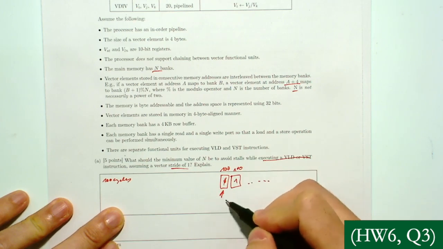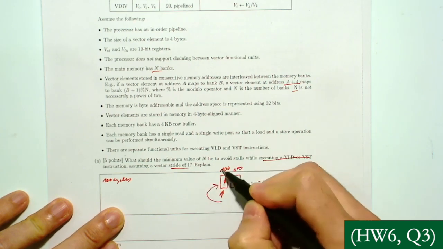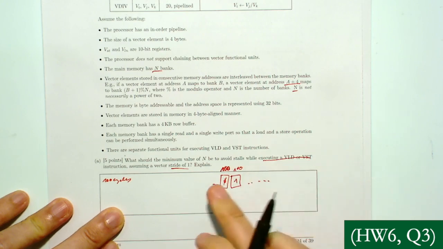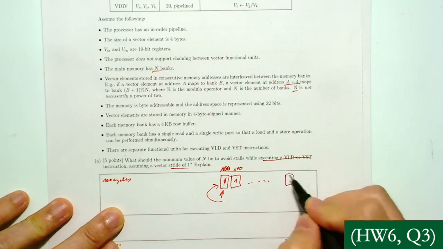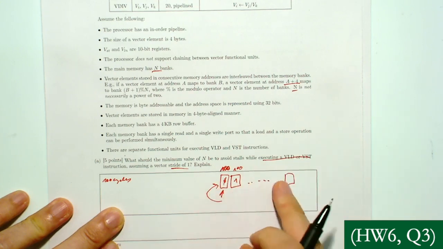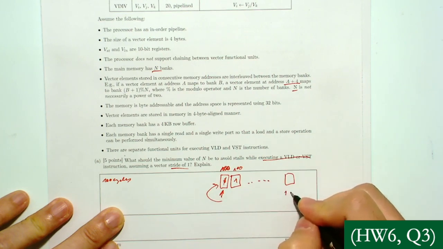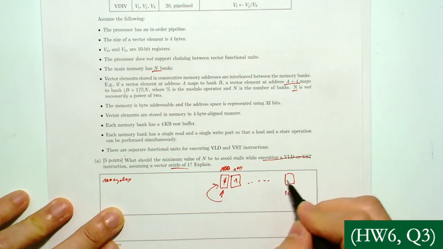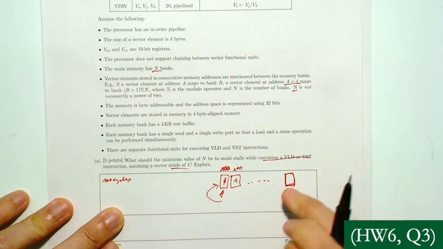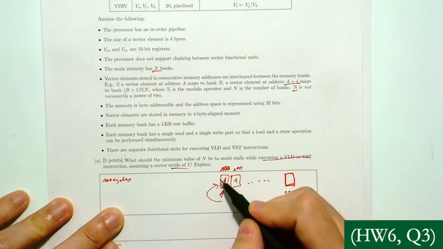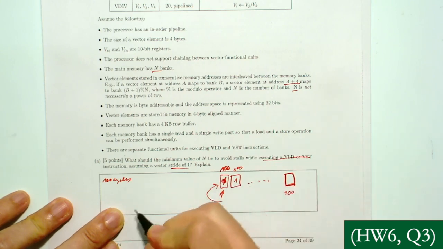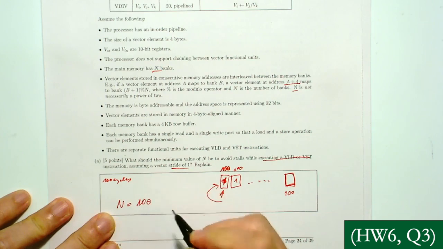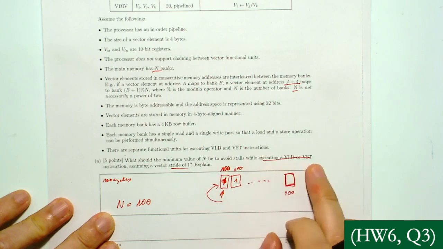So we can access this bank again after 100 cycles. So to not stall the loads, we need 100 banks. So with 100 banks, we access one of them each cycle. So in cycle 100, we will access the last bank, and in the next cycle, the first bank will already be done with the first load. So 100 banks is enough to avoid any stall in loads or stores.